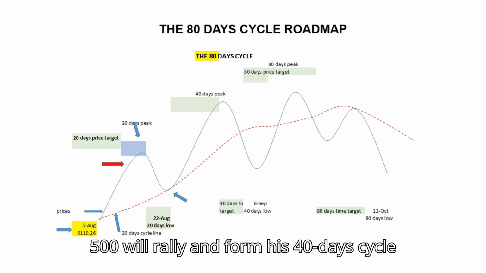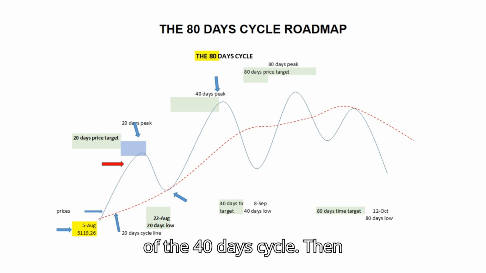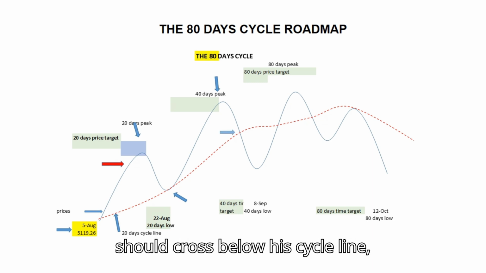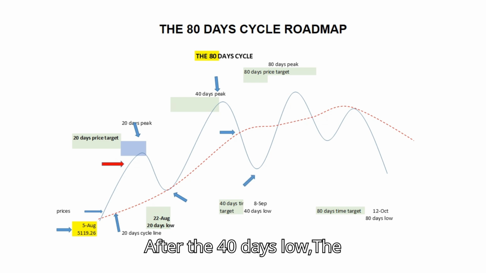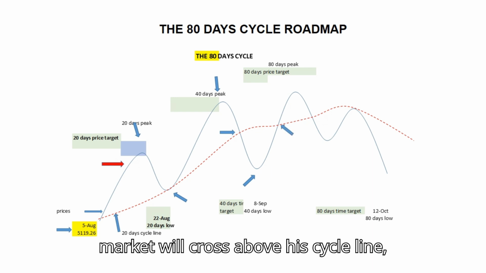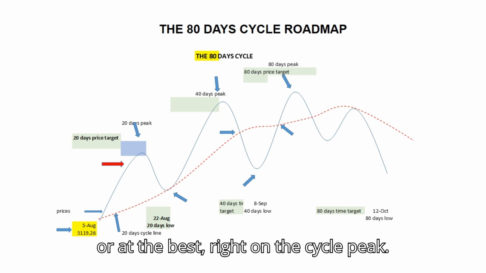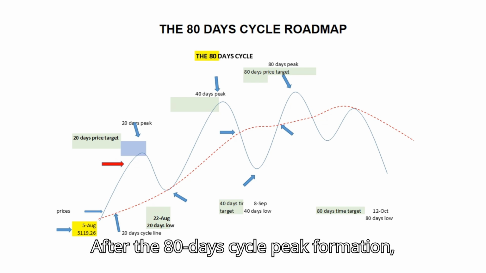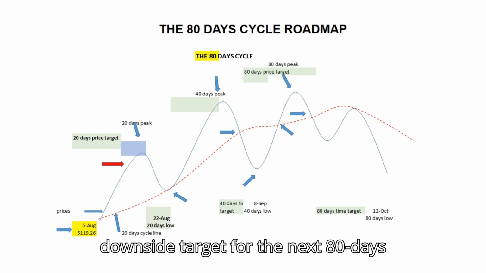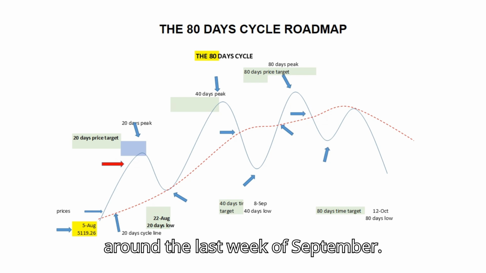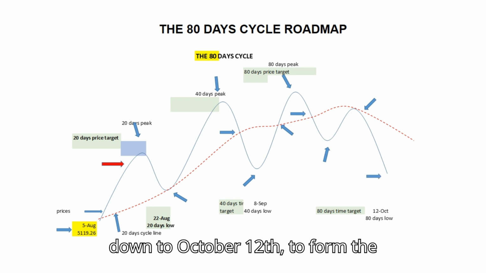Then the S&P 500 will rally and form its 40-day cycle peak. To stay bullish, the 40-day cycle peak has to form on the right part of the 40-day cycle. Then after its 40-day peak, the S&P 500 should cross below its cycle line, providing a downside target for the 40-day cycle low on September 8th. After the 40-day low, the market will cross above its cycle line, providing an upside target for the 80-day cycle peak. This peak should form on the left part of the cycle or, at best, right on the cycle peak. After the 80-day cycle peak formation, the S&P 500 should cross back below its cycle line, providing a downside target for the next 80-day cycle low, forming a first low around the last week of September. Then it rallies toward its cycle line, using it as resistance, before heading down to October 12th to form the 80-day cycle low.